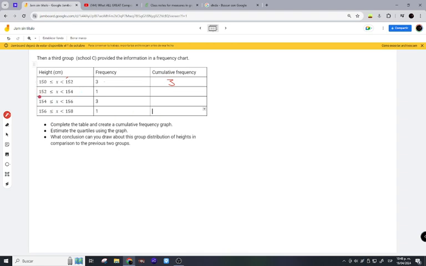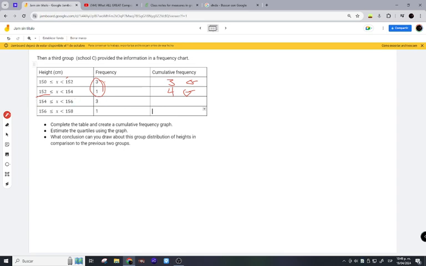So far, we have accounted for 3 people. But now, from the range of 152 centimeters, including the 152, to 154, there is only one person. Sorry, I forgot how to talk. But the cumulative frequency in this case is 4. Because remember, cumulative frequency is the total amount of people that we have counted so far. Here, so far, we only accounted for 3 people. But here, we accounted for these 4 people.